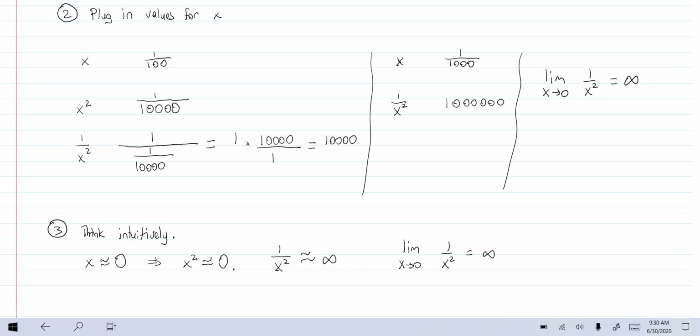So this was an example where our limit was infinite. We're going to come back to infinite limits, such as this one, later in this workshop series.